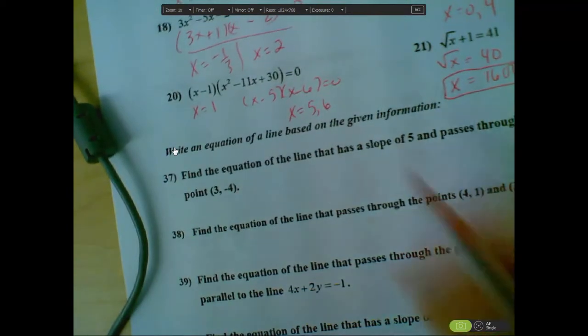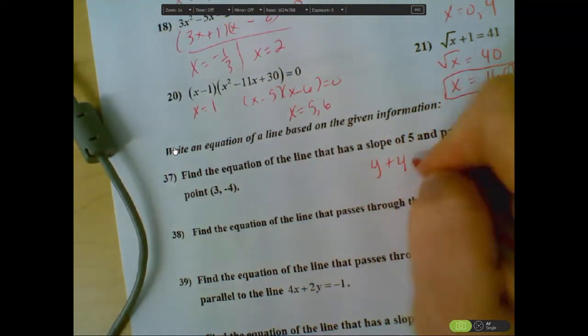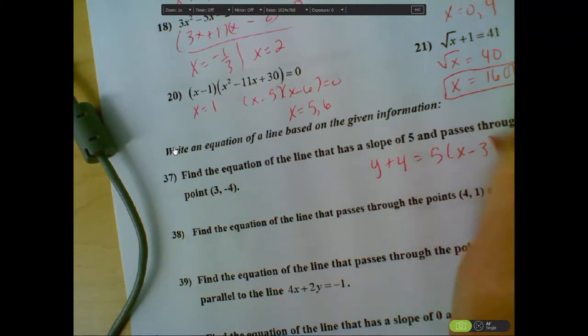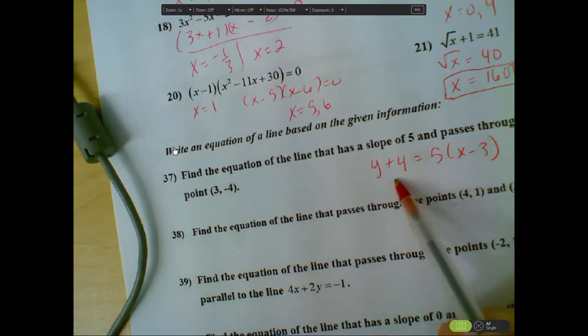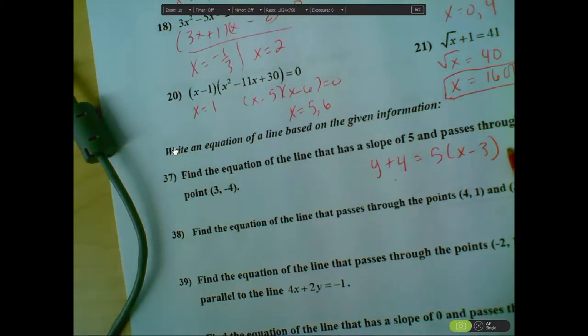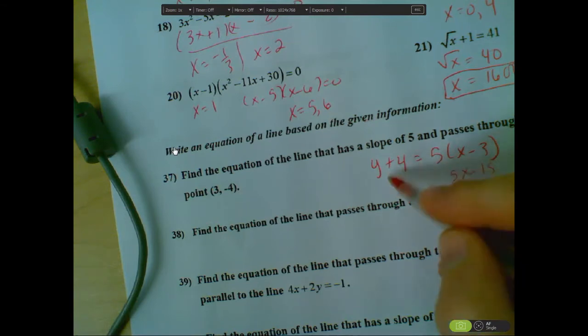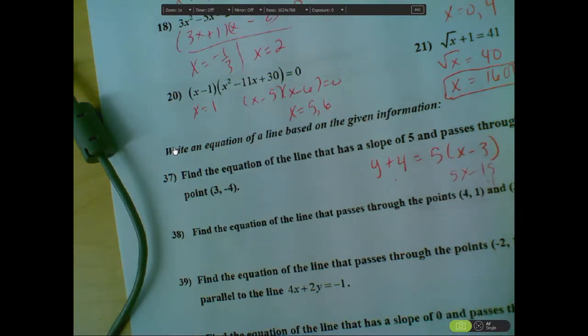Slope of 5 passes through, so I would just do y plus 4 equals 5 times x minus 3. It doesn't say it has to be in slope-intercept form, so that's done. If it did have to be in slope-intercept form, we would solve for y, multiply by 5, so this would be 5x minus 15, subtract 4 from both sides, y equals 5x minus 19. But again, if it doesn't say that, you don't have to do it.